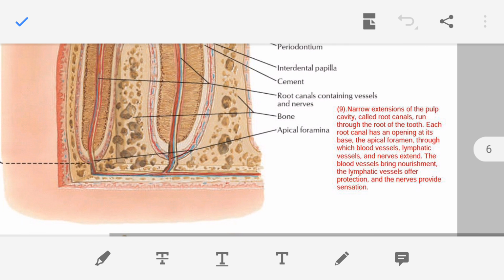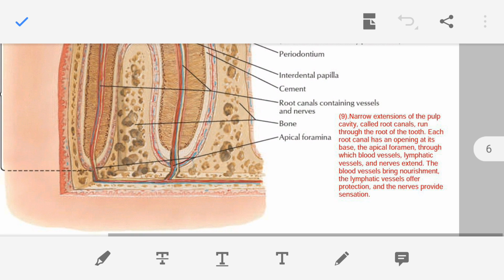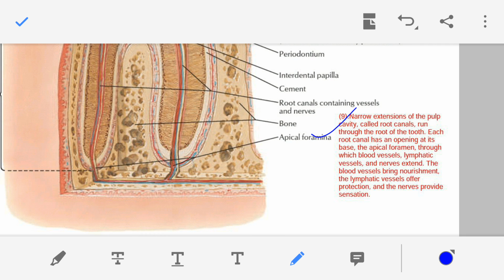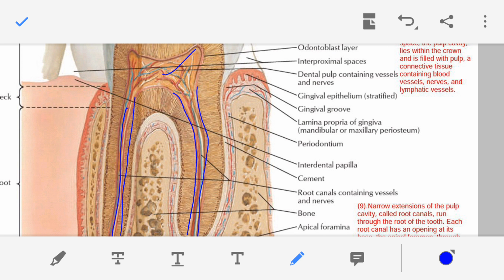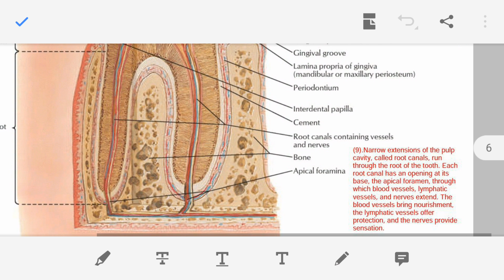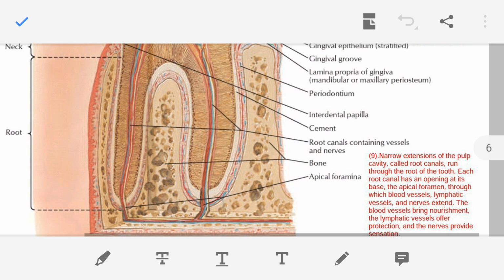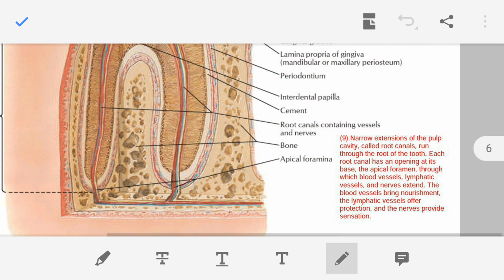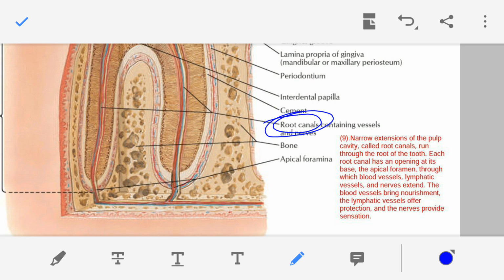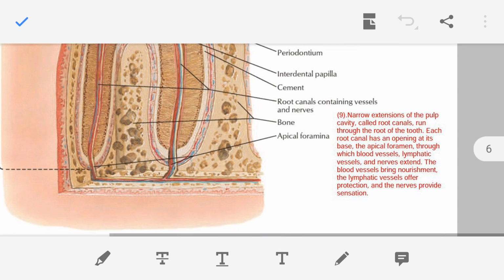Now the last point of our discussion. The narrow extensions of the pulp cavity are called the root canal. For example, this one is the pulp cavity, and this is the narrow extension of the pulp cavity. So this narrow extension is known as the root canal.